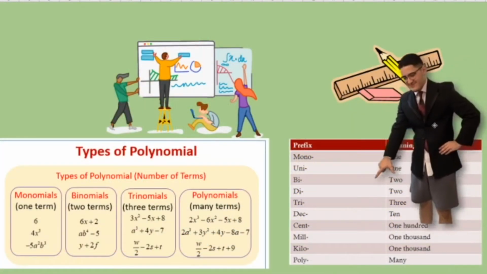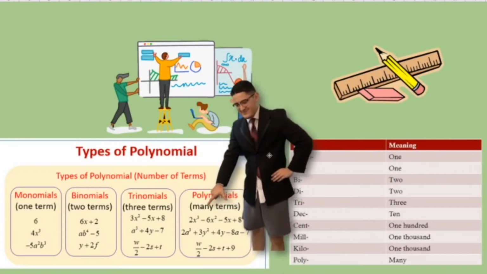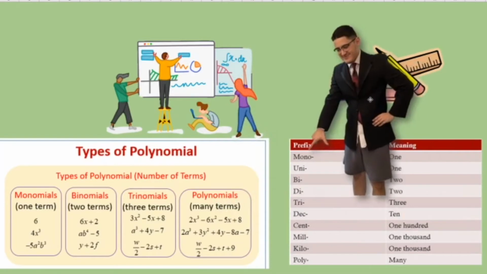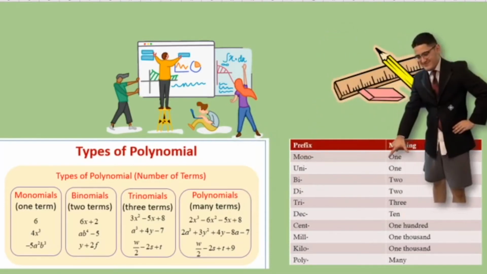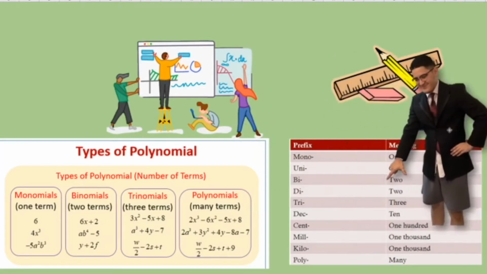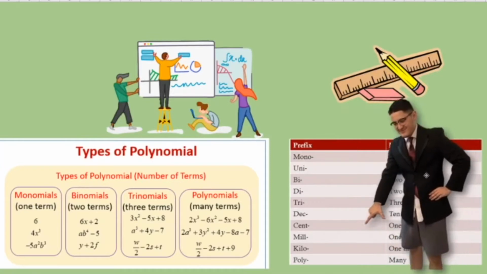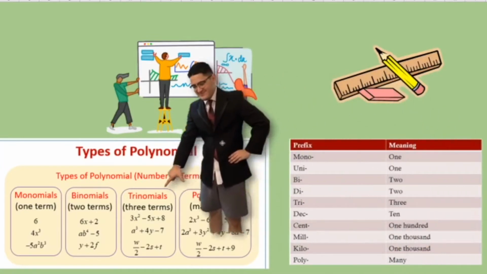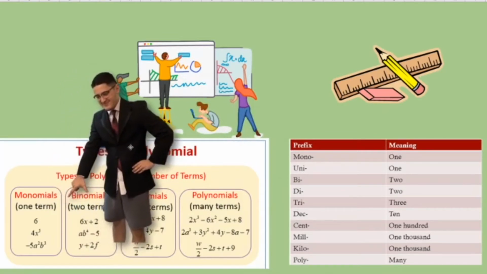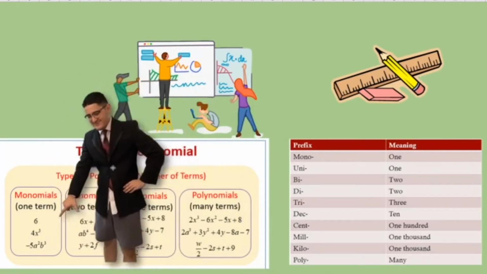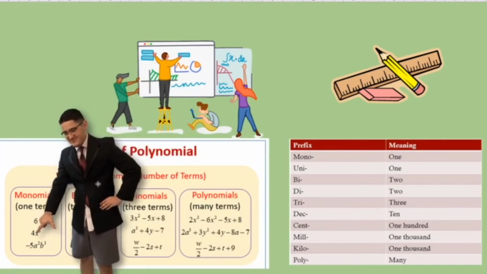Okay, so what are polynomials and how do we understand them? First off, to even look at polynomials, we have to have a good idea of the prefixes we use. For example, mono equals 1, bi equals 2, poly equals many. Okay? So here we have polynomials. These polynomials are different based on the amount of terms they have. For example, 6 is just one term by itself, so is 4x cubed.